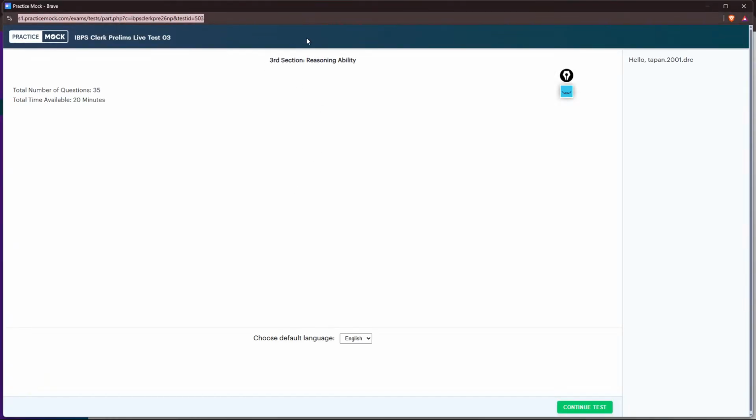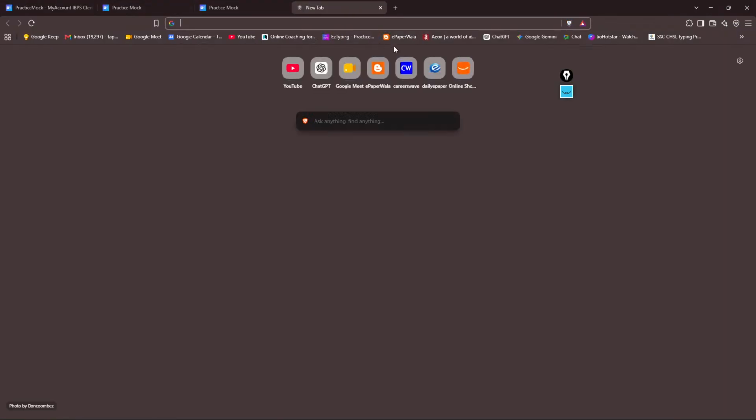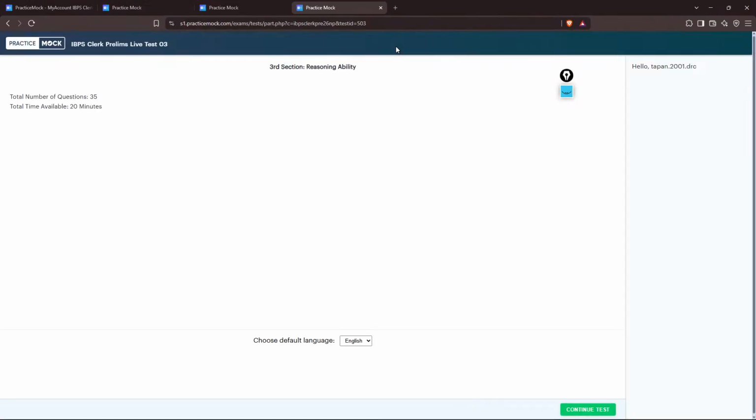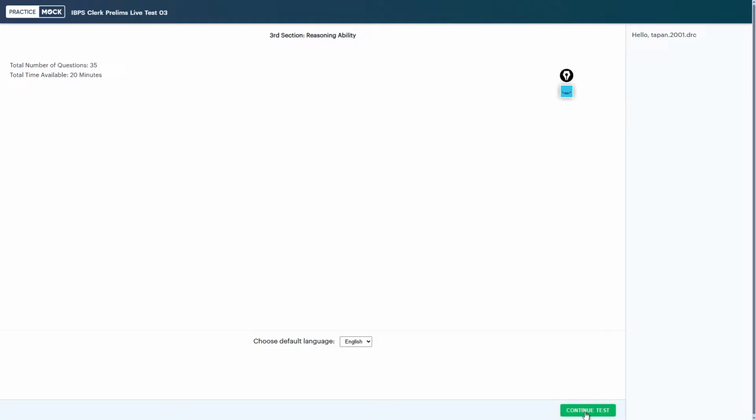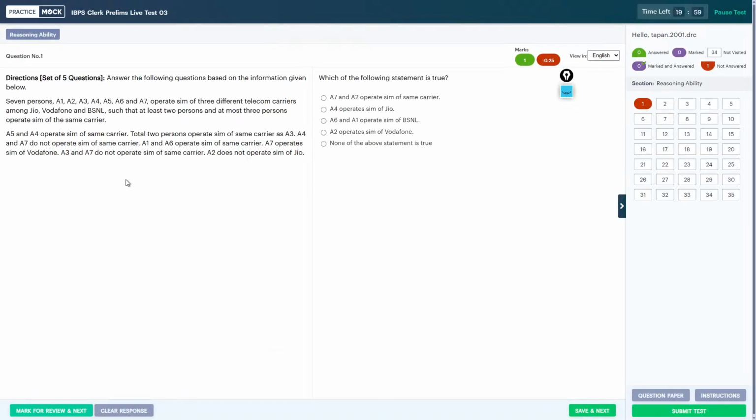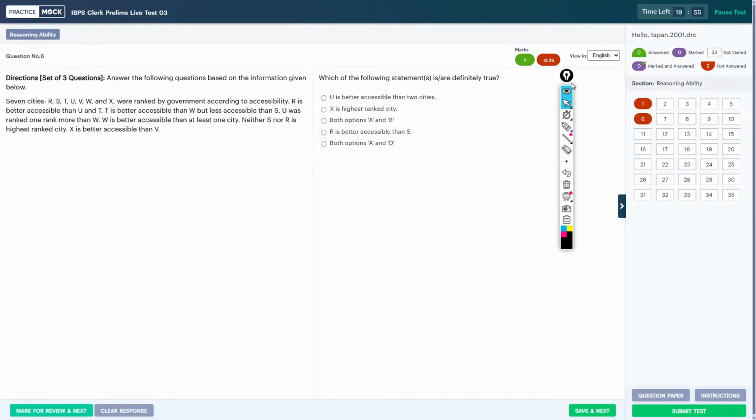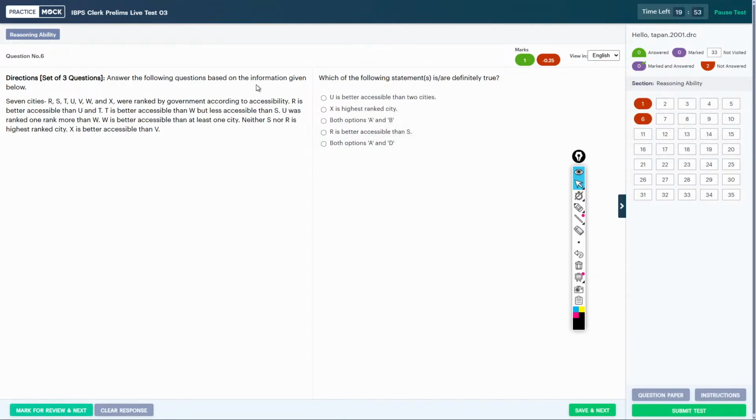Last one, reasoning. I hope it turns out to be a normal pattern. 7% difference seems okay, doable, but later, 7 cities rank different accessibility. Okay, R is better accessible than U, and T is better accessible than W, but less accessible than S.